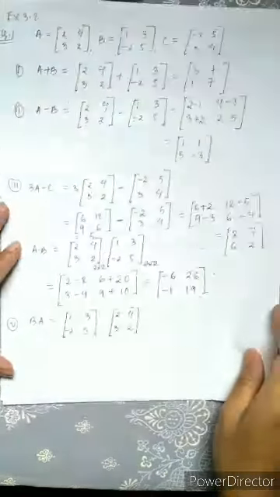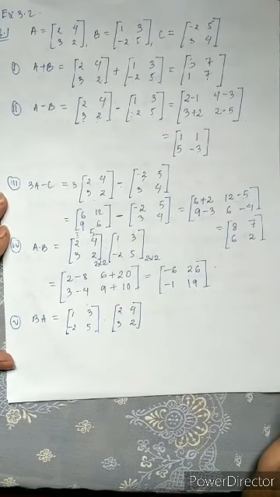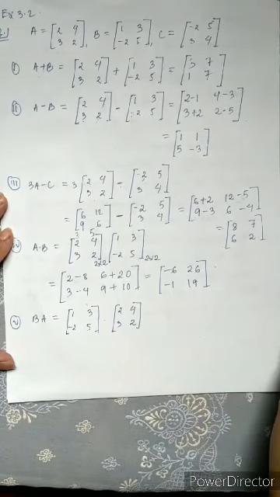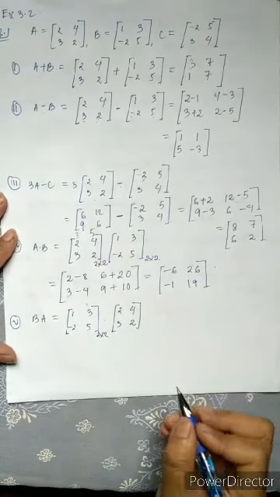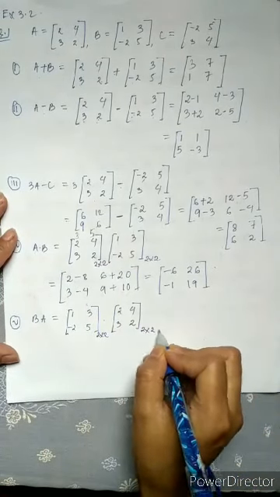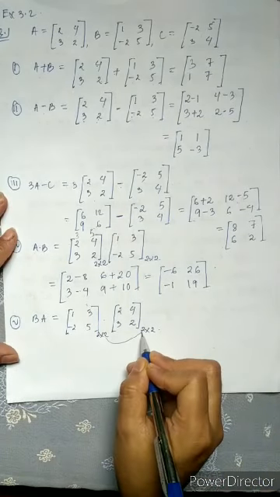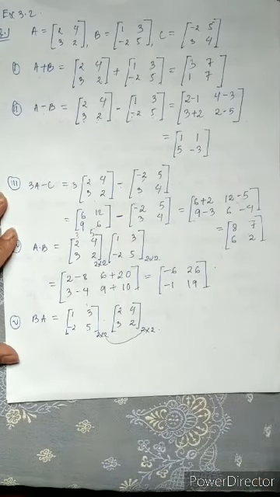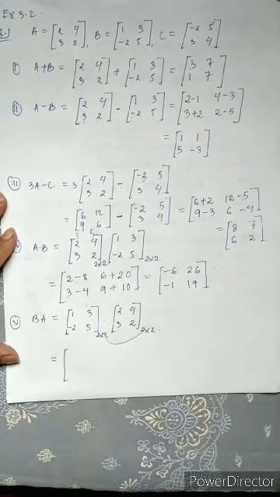Then the last question, number 5: B into A. First write the orders. The order of B is 2 by 2, and write the order of matrix A, 2 by 2. The number of columns of the first matrix is equal to the number of rows of the second matrix. So we can define the multiplication of B into A.